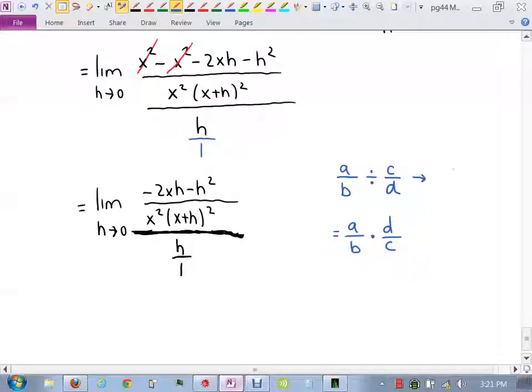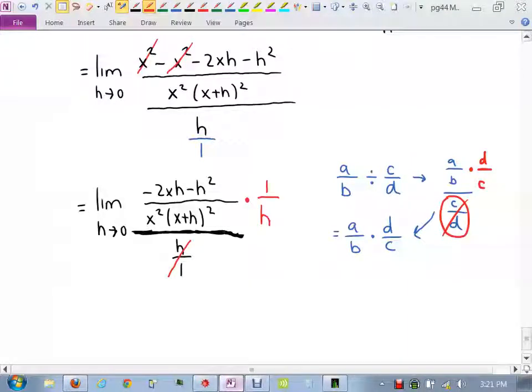Well, this is the same as a over b over c over d, isn't it? So what's happened here is to get from here to here, all you have to do is take this bottom one, flip it over, get rid of it. So it's like the bottom fraction flips and comes up. So this h over 1 over here, I'm going to cancel it out, and I'm going to put it next to this as a 1 over h instead of an h over 1.